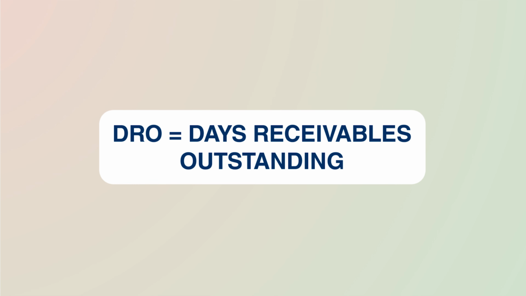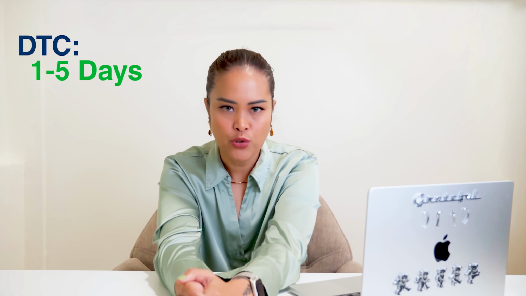Now, DRO, that's the second, Days Receivables Outstanding. This is how long it takes to actually collect payment after you make a sale. Now, if you're pure DTC, Shopify, your own site, this number is tiny. Credit cards settle in 1 to 5 days depending on your processor. This is one of the beautiful things about DTC.